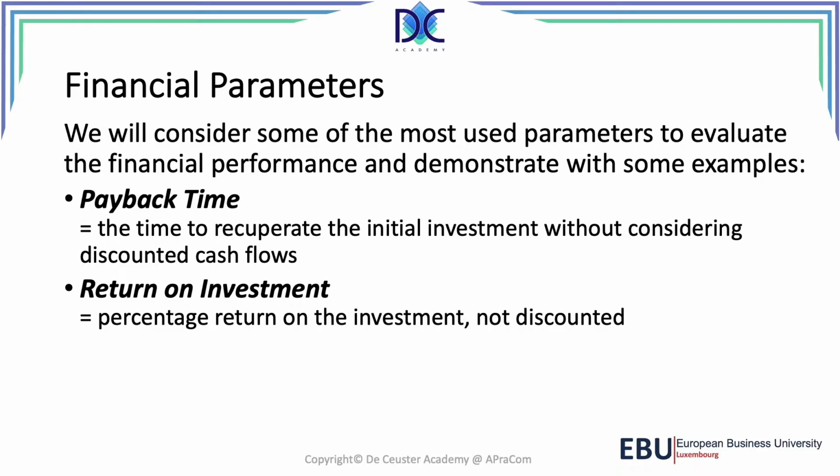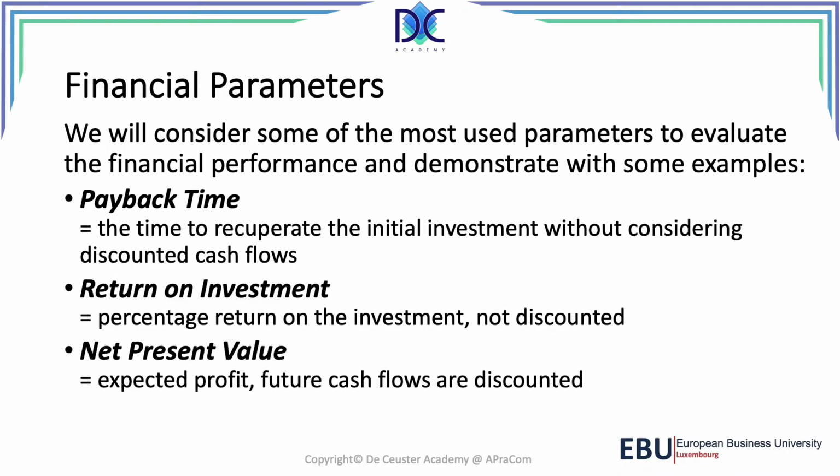Return on investment is basically the percentage return on the investment, also not discounted. Then we have the net present value. This is the expected profit, but we have the future cash flows discounted. So all the future cash flows will be discounted, which means that we recalculate, we discount those future values to their present value. And then we can compare the investment with the cash flows. And a net present value which is positive means that we expect a profit.